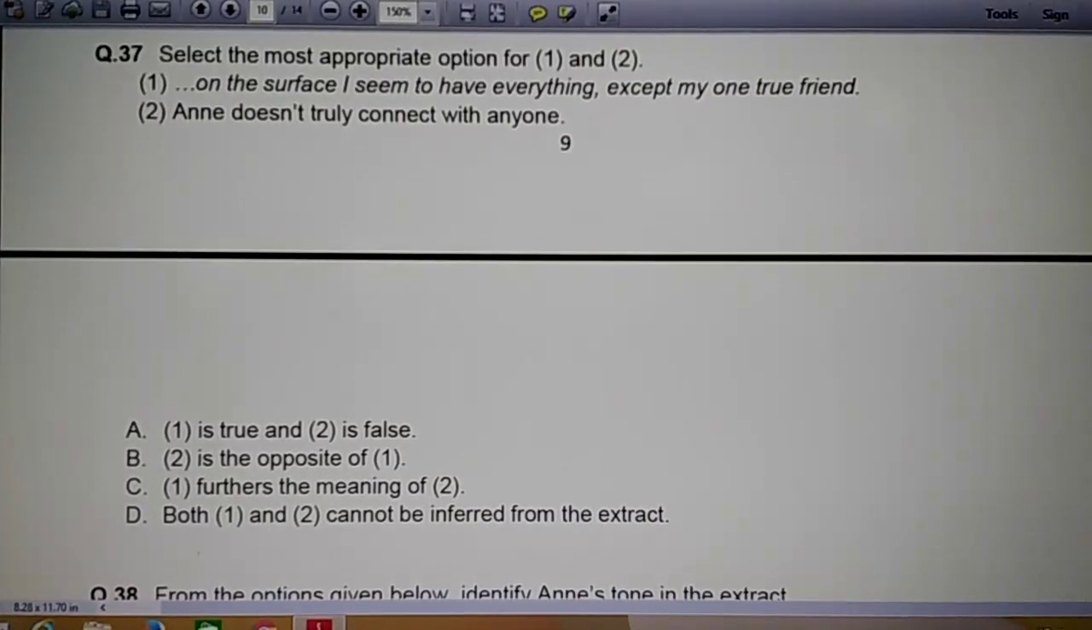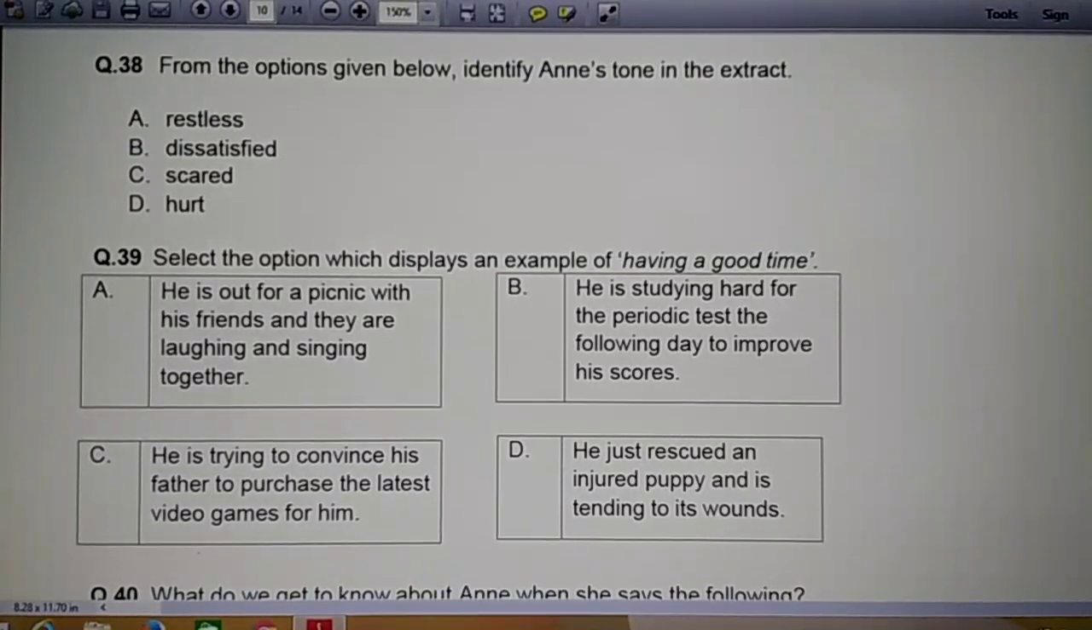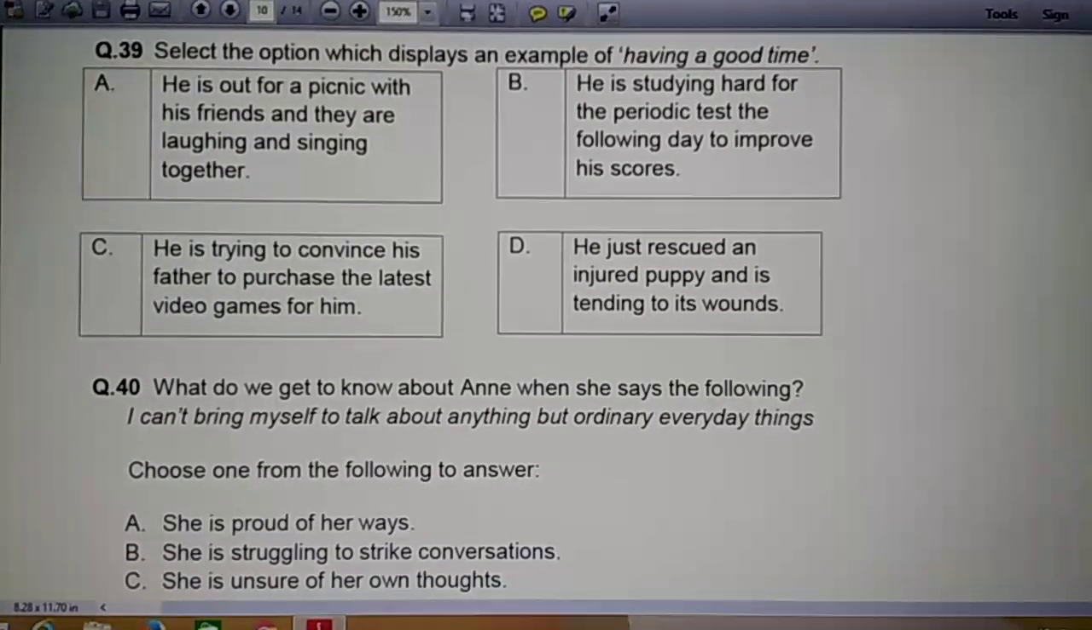Question number 37. Select the most appropriate option for 1 and 2. On the surface, I seem to have everything except my one true friend and doesn't truly connect with anyone. And the right option for this question will be C. For 1 furthers the meaning of 2. Question number 38. From the options given below, identify Anne's tone in the extract. The right option for that will be dissatisfied. Question number 39. Select the option which displays an example of having a good time. So the right option for that will be A. He is out for picnic with his friends and they are laughing and singing together.